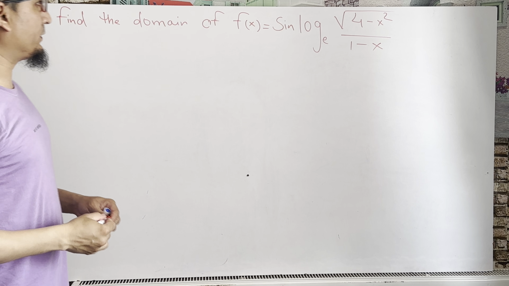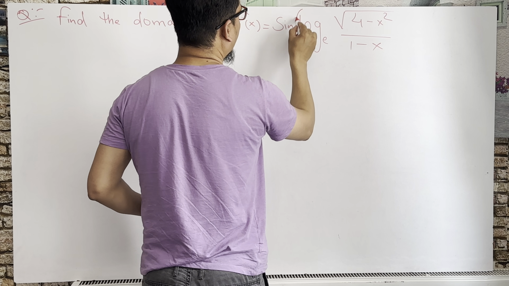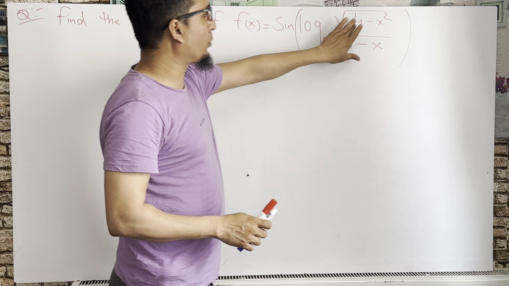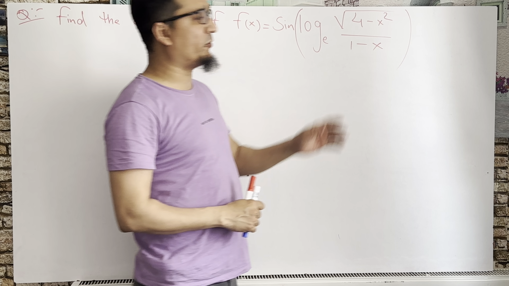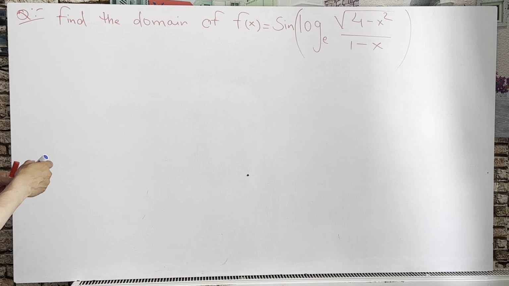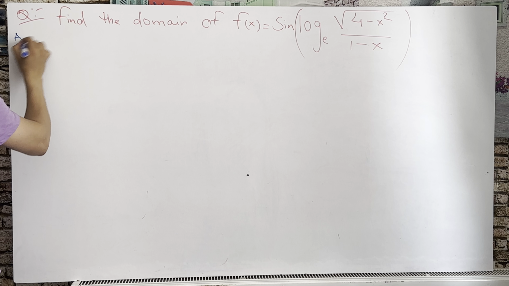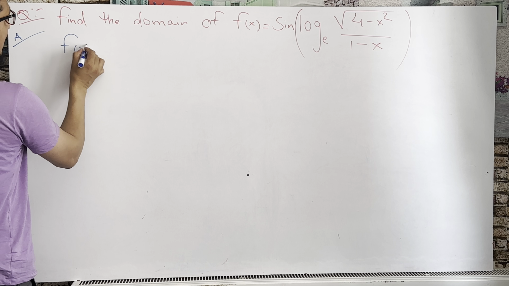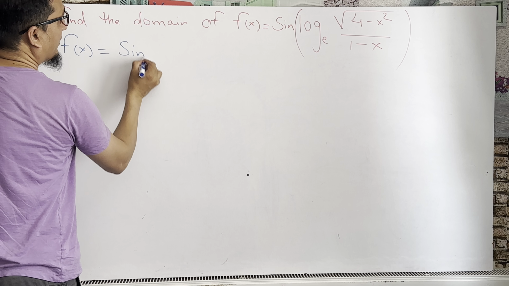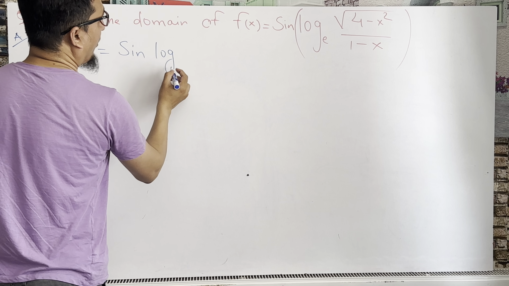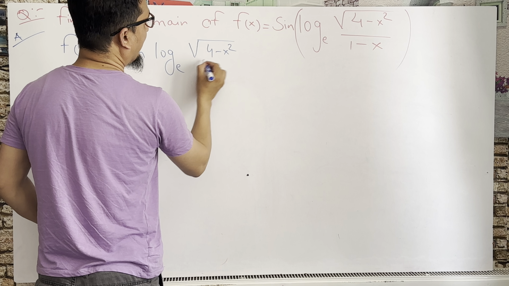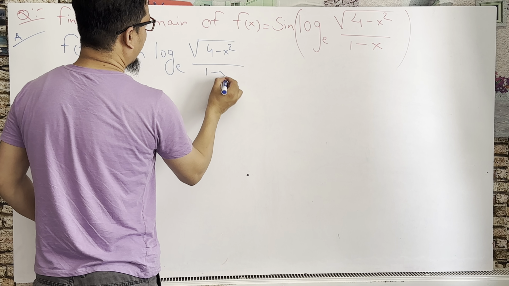I have this question: sin(log base e of (square root of (4 minus x squared) divided by (1 minus x))). Now I'm going to solve this question, right? The question here, you can see, f(x) is sin(log base e of (square root of (4 minus x squared) divided by (1 minus x))).